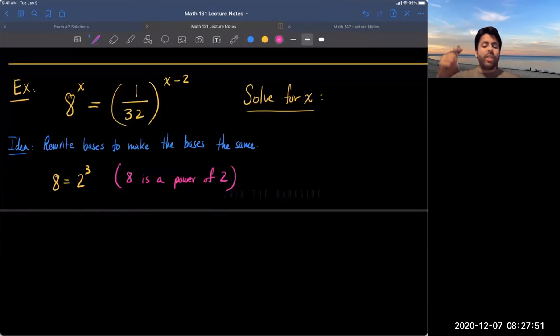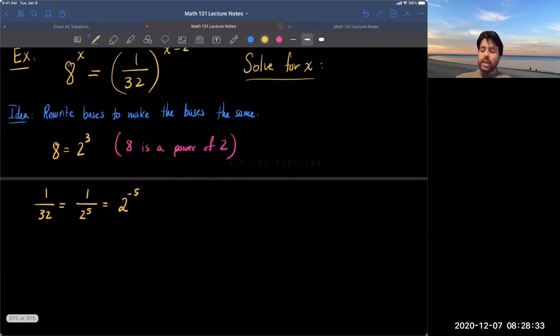Now the question is, is 32 also a power of 2? So if I have 1 over 32, is there some way to rewrite 1 over 32 as a power of 2? Does anybody know how to rewrite 32 as a power of 2? Coco, that's good. So 32 is also 2 to the 5th power, but in this case, we're going to want to have our negative exponents, because I want to write it as 2 raised to some power, not 1 over 2 raised to some power. So this will be 2 to the negative 5th power. So actually, 1 over 32 can be rewritten as 2 to the negative 5th power.